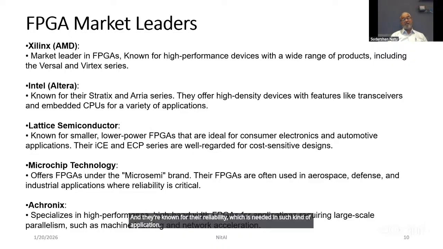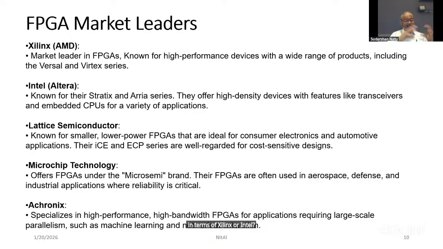And then there is a name little known by most people in India, Achronix. They specialize in really high performance, high bandwidth FPGAs, which are used for machine learning, network acceleration, cloud computing and servers, and they are very specialized. So common people won't go for Achronix as a device in the way they would for Xilinx or Intel. So that's the market space, just to give you an idea about it.